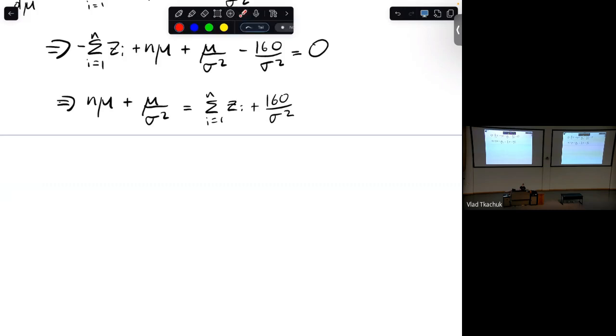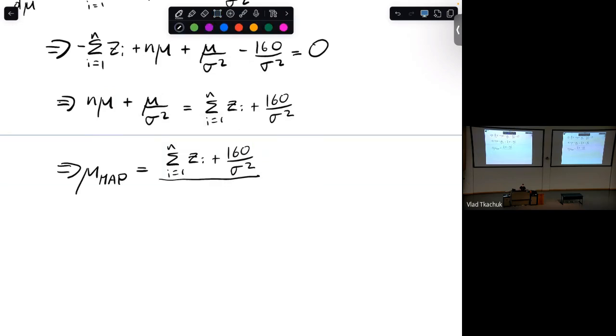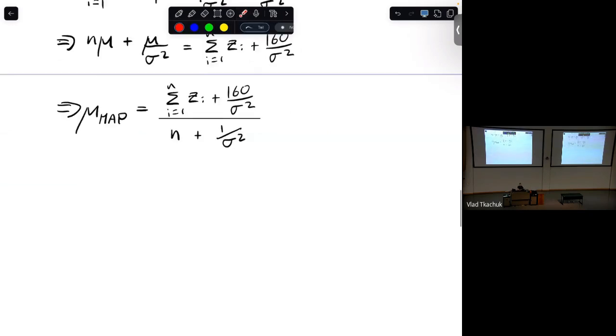And now, if I just factor out mu and divide the right-hand side by n plus 1 over sigma squared, I get that the final solution for mu, which we will call the MAP estimate, is equal to, of course, this in the numerator. And the denominator is just n plus 1 over sigma squared. Okay. That's MAP. That's the MAP estimate.